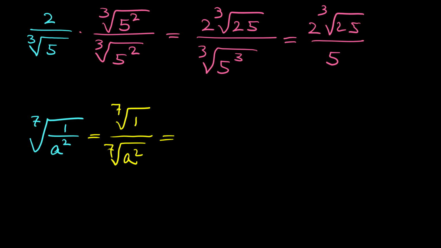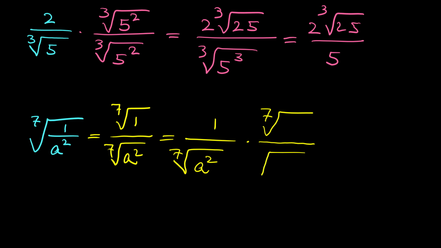7th root of 1 is 1. Now in the denominator we have the 7th root of a to the 2. Now we have to multiply numerator and denominator by a to the power of... you have to put a power here such that when we add that power to 2, it would be 7. So what power of a do we have to put? 5. So we multiply numerator and denominator by the 7th root of a to the 5.